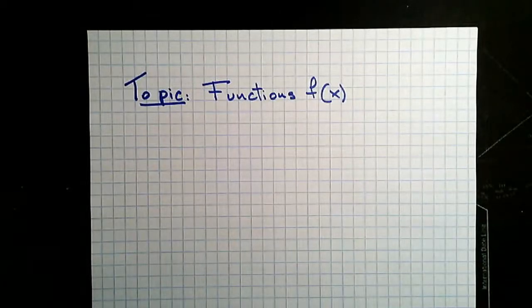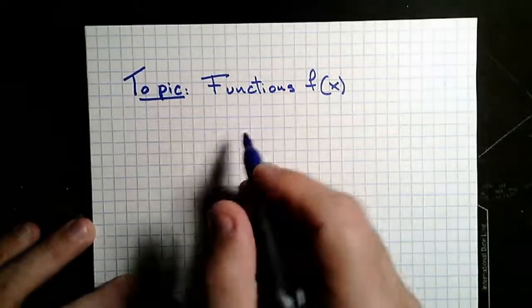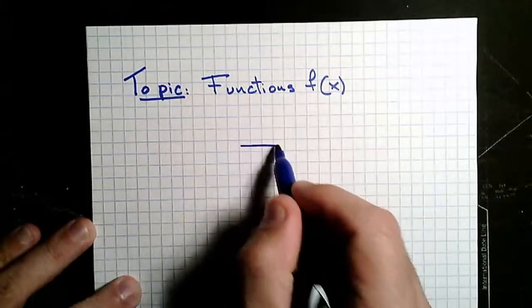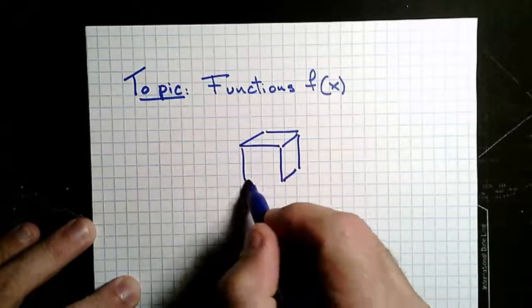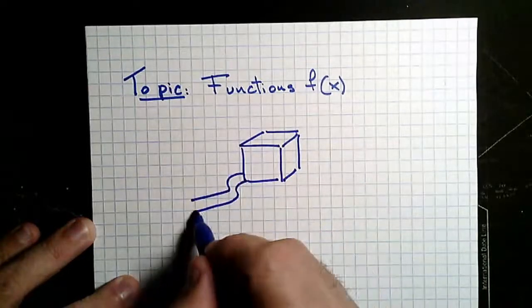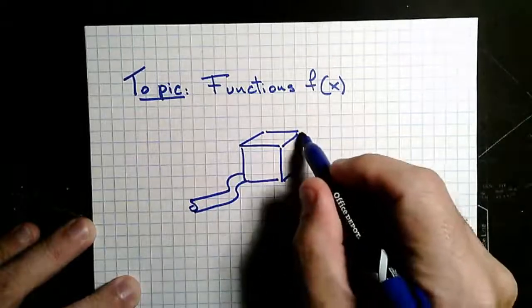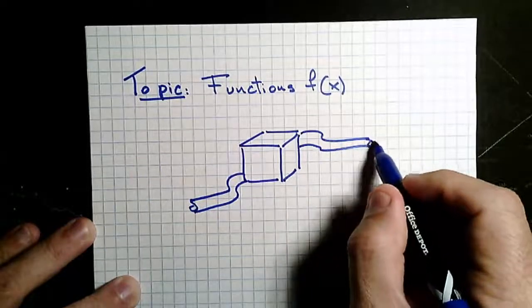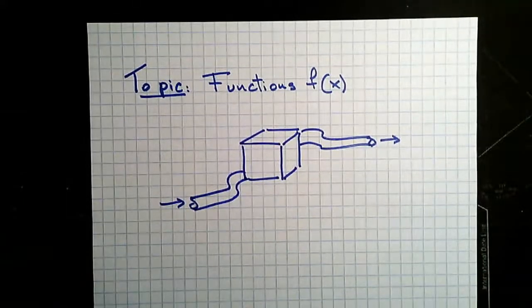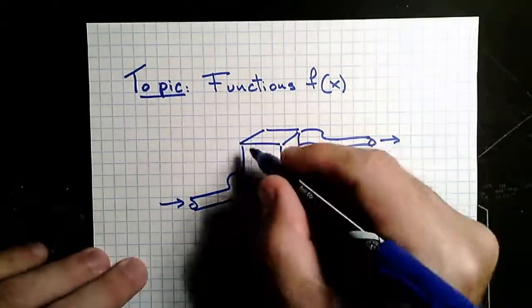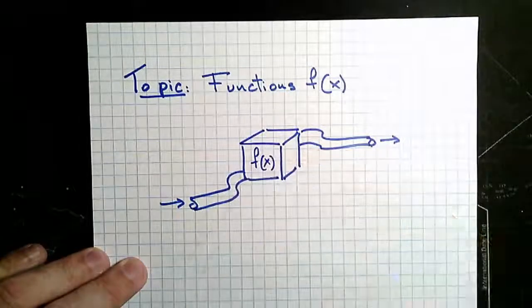Okay, ladies and gentlemen, the topic is going to be function f(x). So, how can I define a function? Well, I am going to do a draft here, okay? I am going to define a box with two pipes, one pipe going in and one pipe going out, okay? The box inside has the function, and I'm going to call this one f(x).